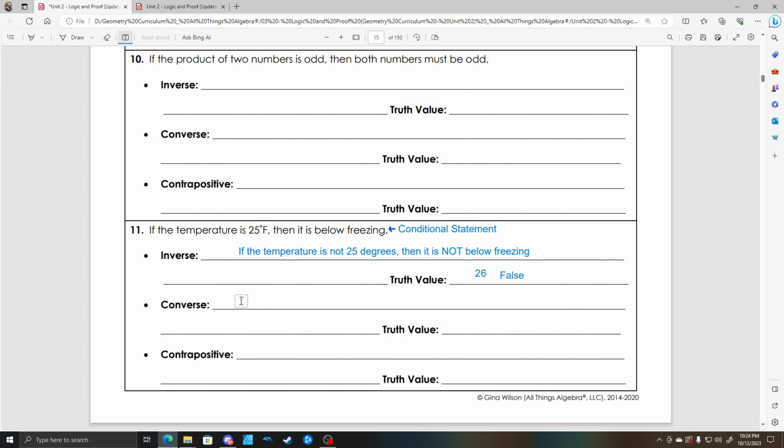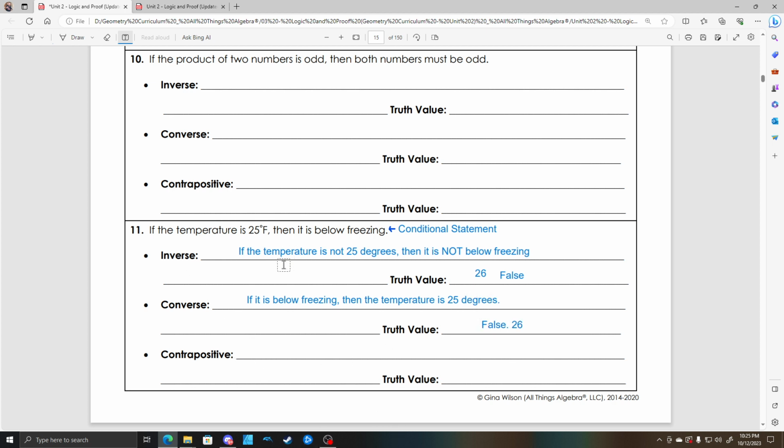Alright, converse. The converse, of course, is us taking the hypothesis and conclusion and flipping them. So instead of it being if the temperature is 25 degrees, then it is below freezing, it is going to be if it is below freezing, then the temperature is 25 degrees. Okay, so, is this true? There's actually many, many degrees it could be that are not 25 degrees that would still be freezing. So this is also false. And just for the fun of it, I'm going to also put 26 as the counterexample.